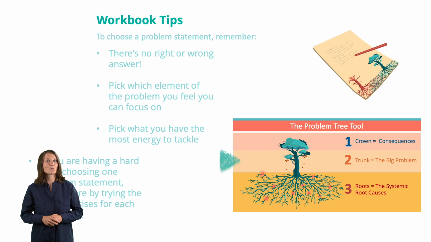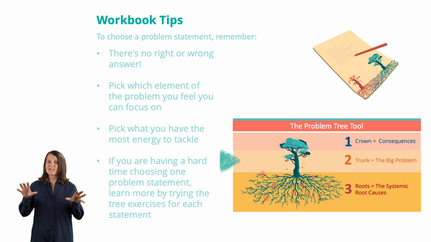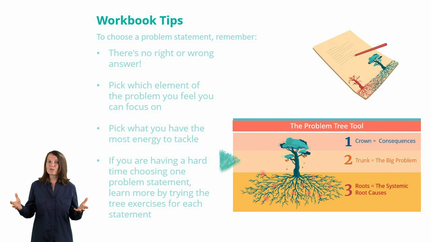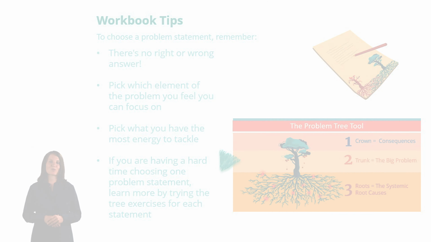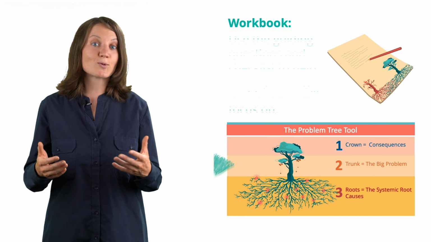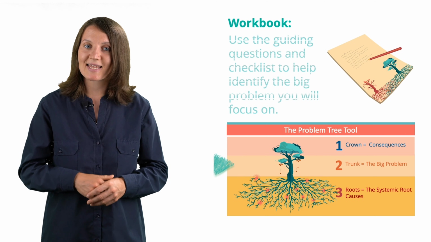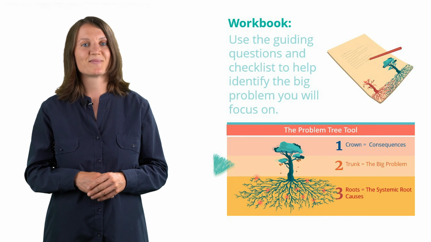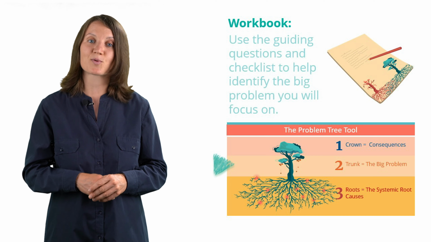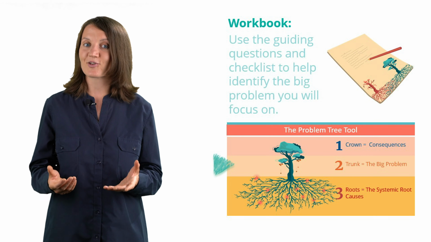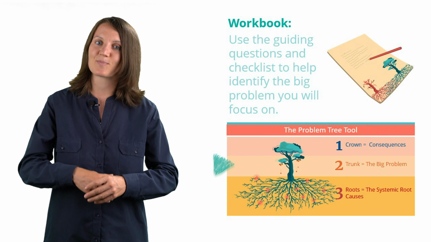If you feel it's hard to choose one problem statement at this point and you have several competing statements, try to do the problem tree exercise for each of them. As a result, you might see more clearly how they are connected, whether one is a consequence of the other or they run in parallel, and where it makes most sense to start from. Once we have 1-2 sentences about the big problem, please go ahead and fill out the template in the course workbook. Use the checklist in the template to see whether your statement meets the criteria of a good problem definition. After you're done with the trunk, we can move on to the next part of our tree.